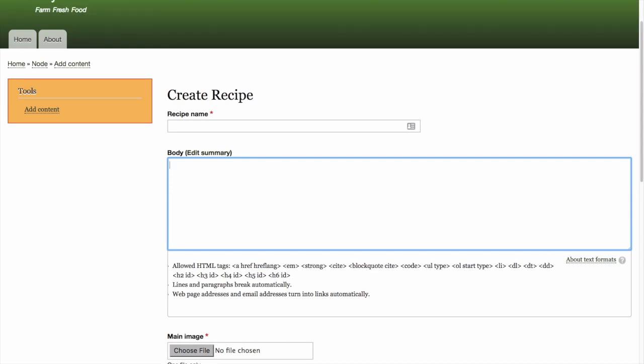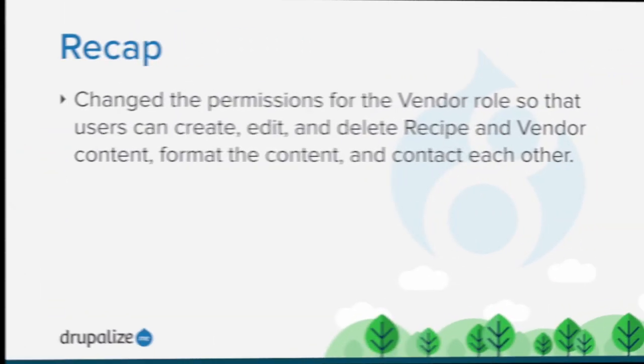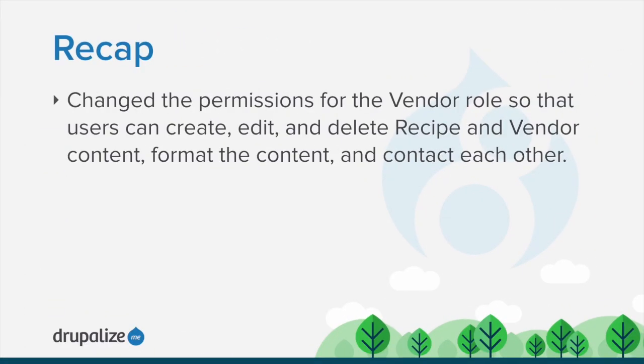Testing permissions for each role is an important part of the site building process and can help ensure that your site remains secure. In this tutorial, we walked through the steps of how to change the permissions for the vendor role so that users can create, edit, and delete recipe and vendor content, format the content, and contact each other.